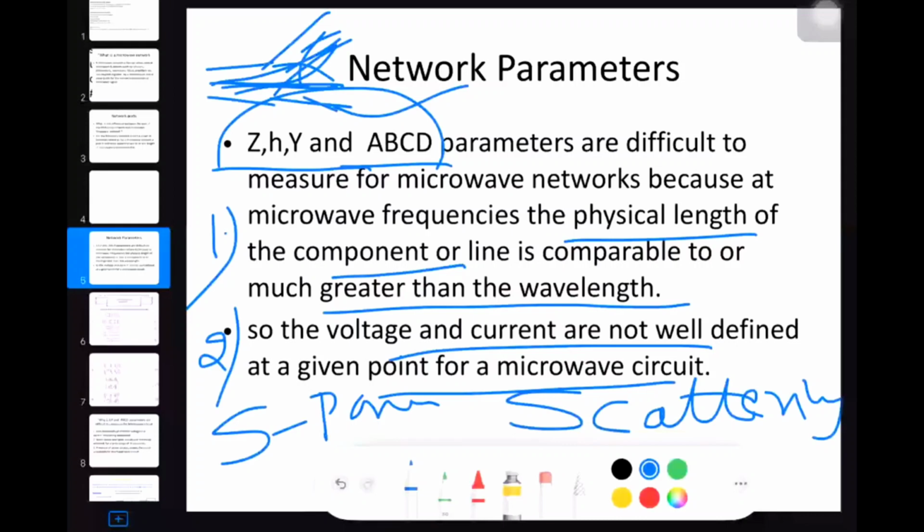And the second reason why we go for S parameters to analyze the microwave network is that microwave networks cannot be open circuited or short circuited easily. Open circuiting or short circuiting of a microwave device is very difficult. That's the reason why we cannot make use of the Z, H and Y parameters to measure the microwave network parameters.